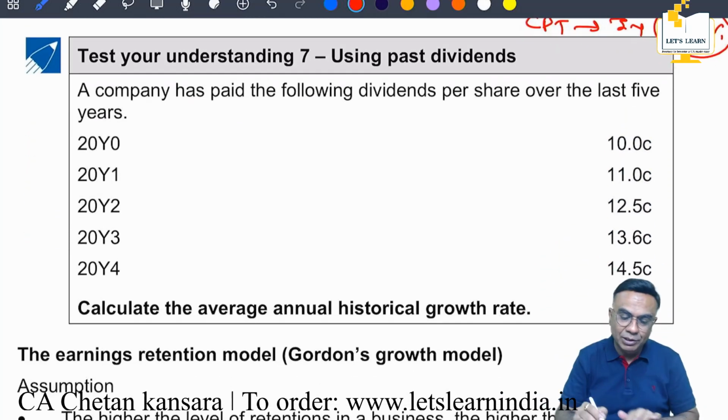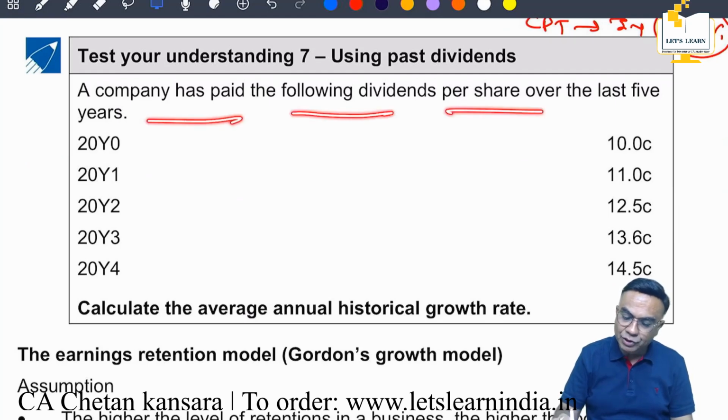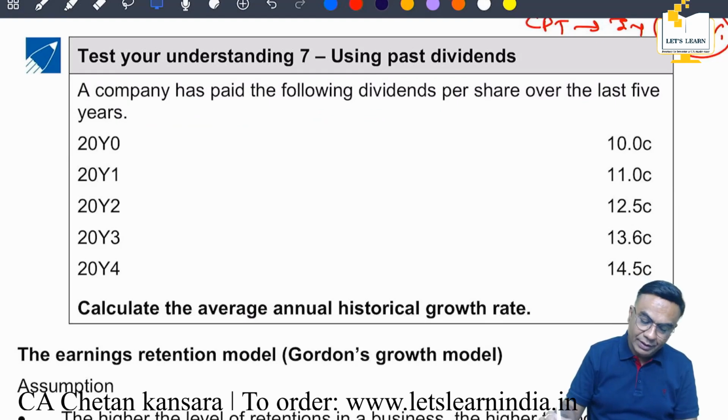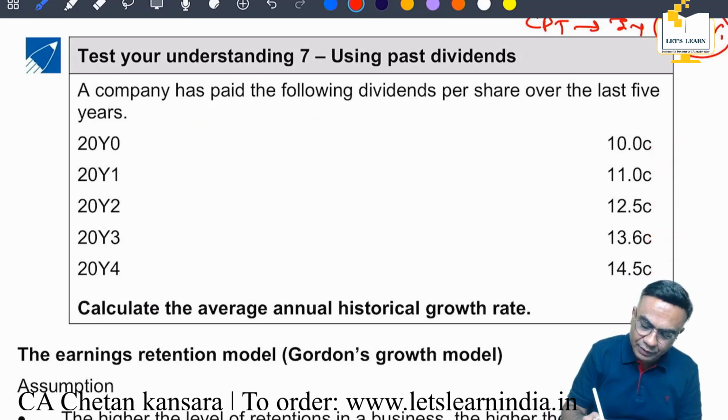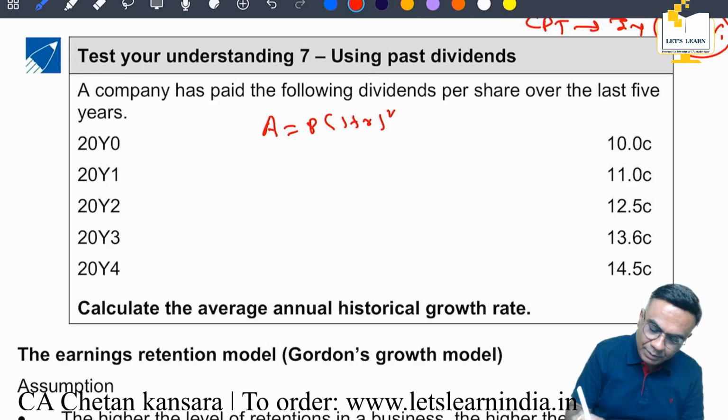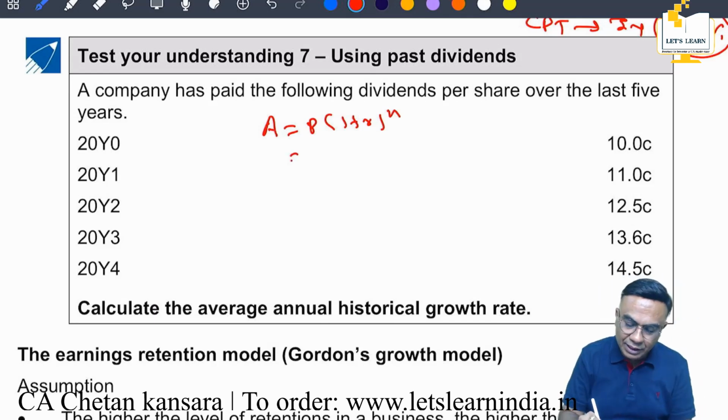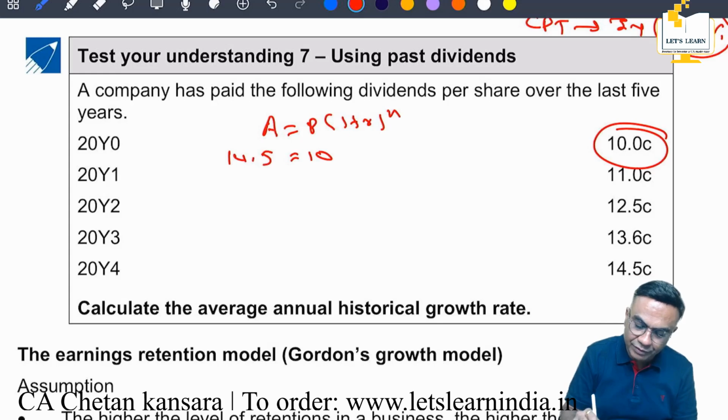Let us take one more example to understand the growth. Company has paid dividend per share over the last 5 years. 1, 2, 3, 4, 5 dividends. So I'm going to write raised to 4. If you solve this, it will be amount equal to principal 1 plus r raised to n. So that will be 10, the starting point, and the 5th year figure is 14.5. 1 plus r raised to 4.